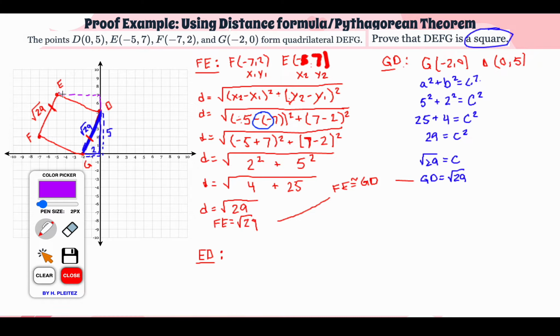So for ED, 1, 2, 3, 4, 5 here. Let's double check. Yep. And then we have 2 here. And then we're going to find the length of that hypotenuse.